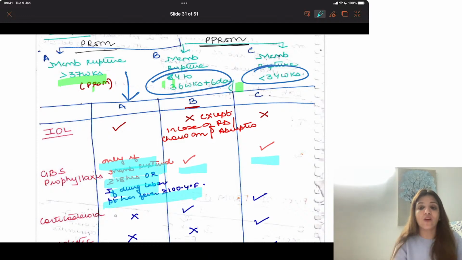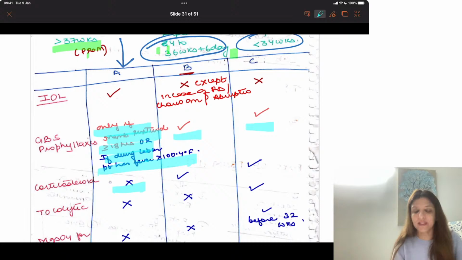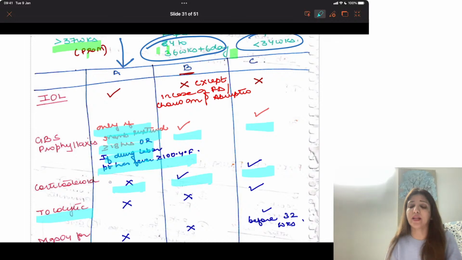Third is corticosteroids. In case of PROM, the membranes are rupturing after 37 weeks. Lungs of the baby are already mature, so I am not going to give corticosteroids. In both the other cases, I am going to give corticosteroids. Then tocolytics. Please remember, tocolytics are never given after 34 weeks. And what is the role of tocolytics these days? The only role of tocolytics these days is to buy time for corticosteroids to act, right? So obviously in a case of PROM, if I'm not giving corticosteroids, I'm not going to give tocolytics also.